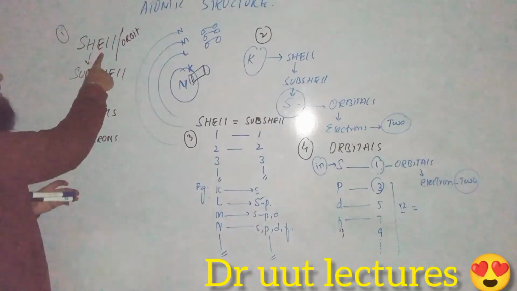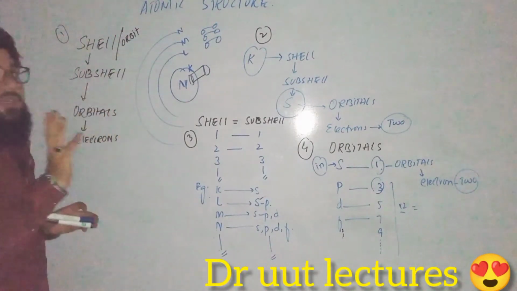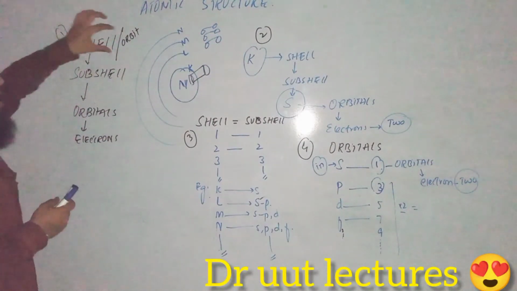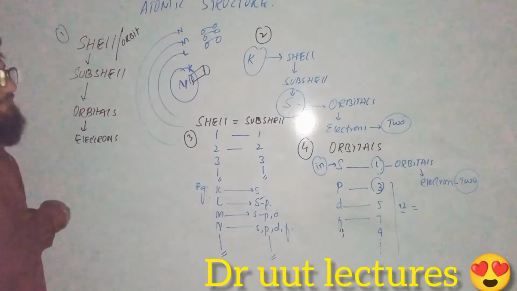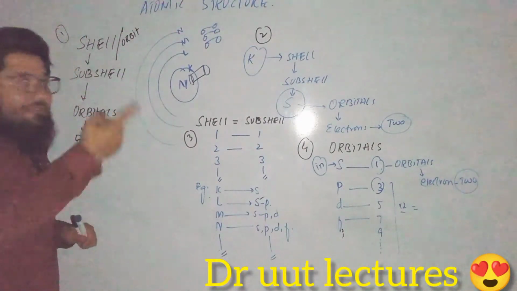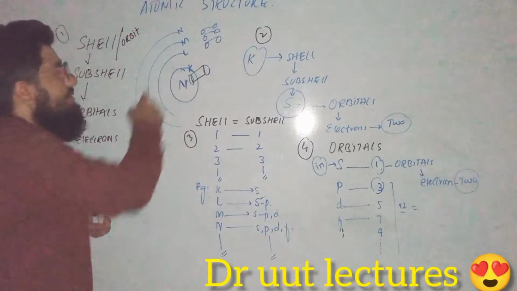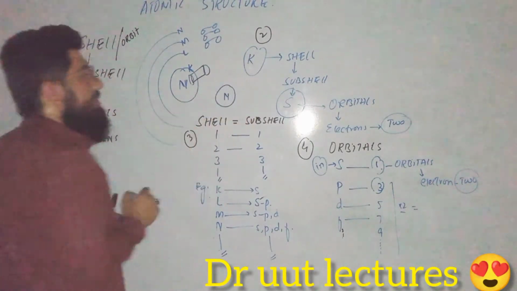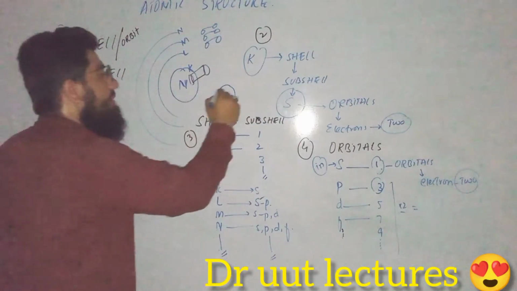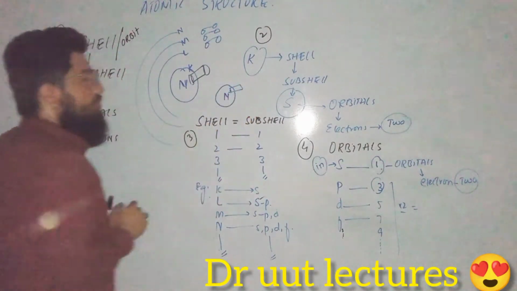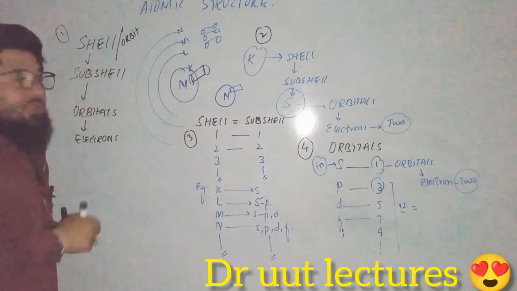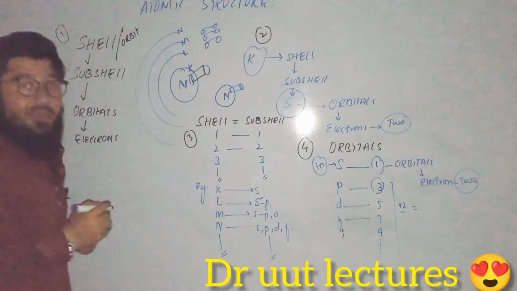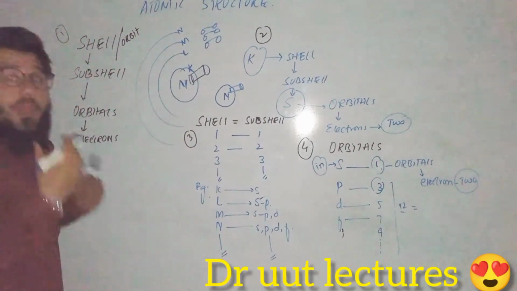What is the first thing? That is shell or orbit. These two are similar, having a similar concept. Here we have the nucleus, and surrounding the nucleus there is a shell. In that shell we have another portion which is called a subshell. And in that subshell there is a further division, a kind of parts, a kind of chambers available.